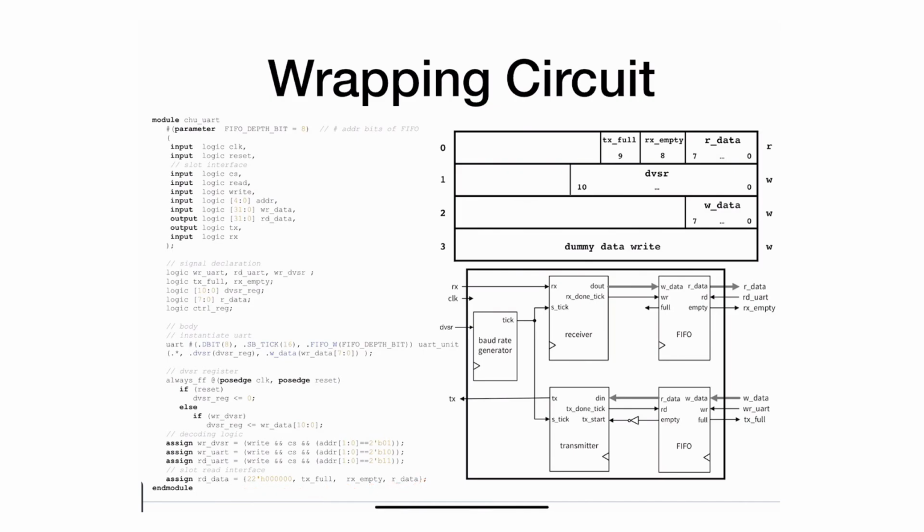This is how the wrapping circuit is. So we're going to take this particular wrapping circuit in here, which actually wrapped that in here, and we're just going to plug it into the MMIO controller, and our UART is ready to go.